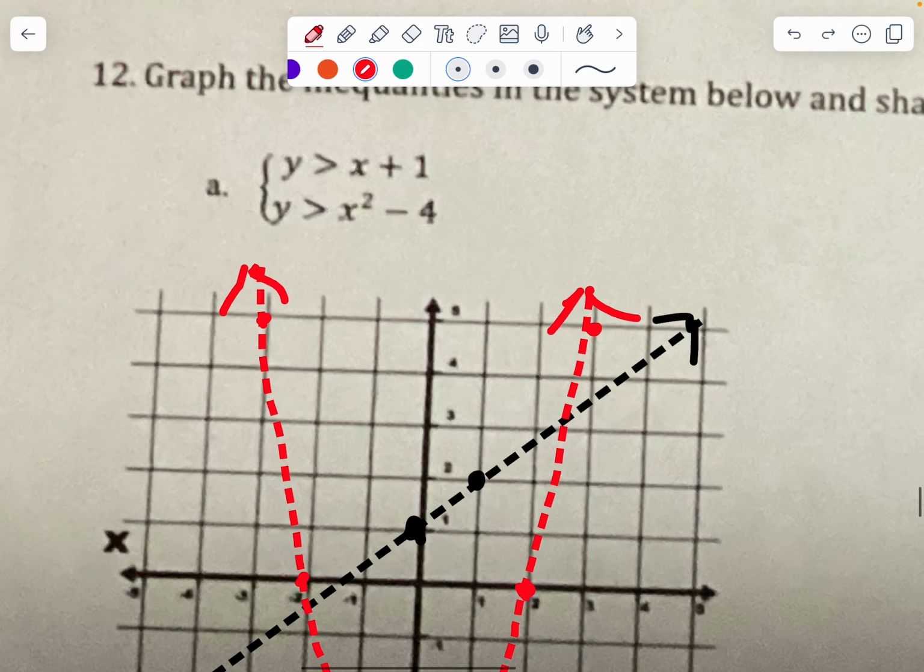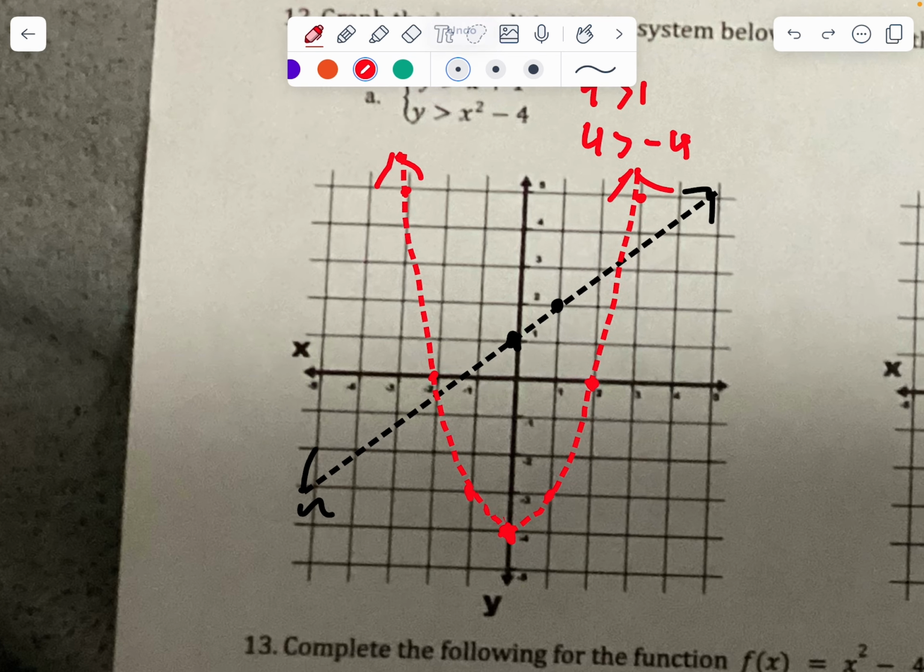We'll pick a point 0, 4. 4 is greater than 1. True. 4 is greater than negative 4. True. So I tested this point right here. So all of that area above the black one and in between the two red in this area, this is all true. So we shade it.